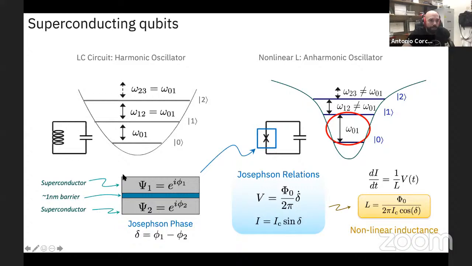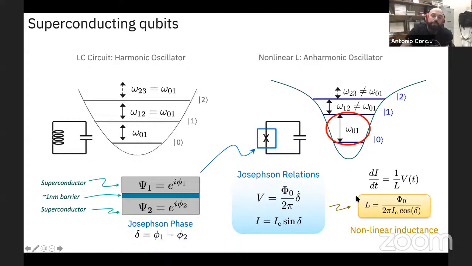The way we do it is by using a Josephson junction, which is a dissipationless and nonlinear element. It is the only one we know that is both dissipationless and nonlinear. With that Josephson junction, we have an insulator in between two superconductors, and the wave function has a different phase across that barrier, a phase difference delta. What is interesting here is that the voltage across the junction is related to the time variation of that delta, and the current across the junction is related to a sine function of that delta.